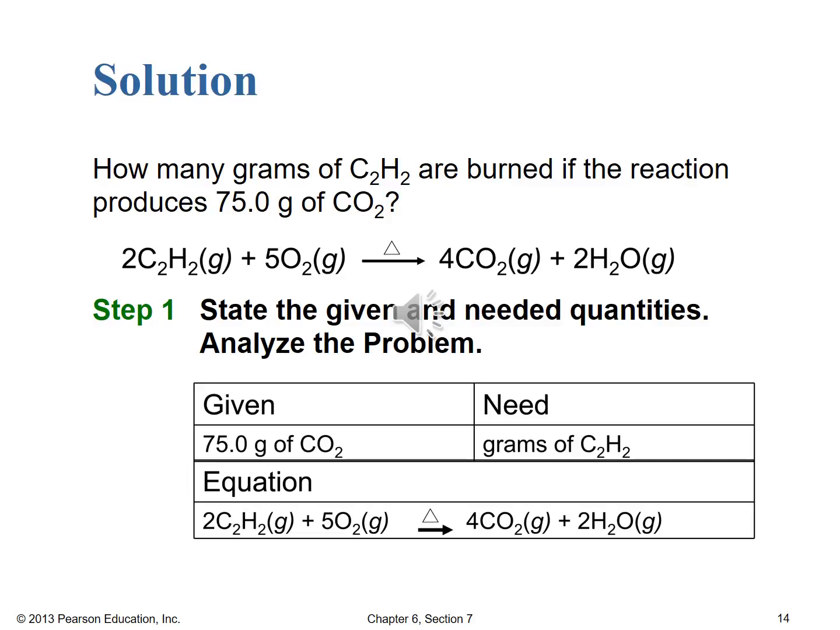Step 1, we state the given and needed quantities, and we analyze this problem. So we're given 75.0 grams of carbon dioxide produced. We need to know the grams of acetylene that burned to make that much carbon dioxide. And of course, we have our balanced chemical equation.